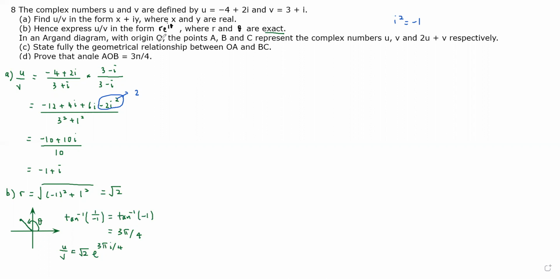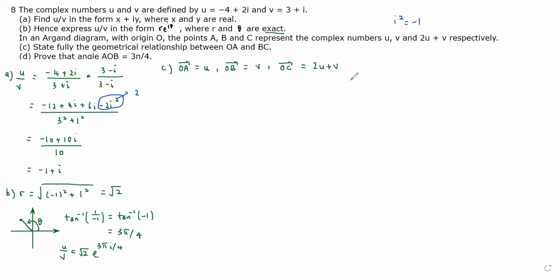In an Argand diagram with the origin O, the points A, B, and C represent the complex numbers u, v, and 2u + v. For this part, we can let vector OA represent the complex number u, vector OB represent the complex number v, and vector OC represent the complex number 2u + v.